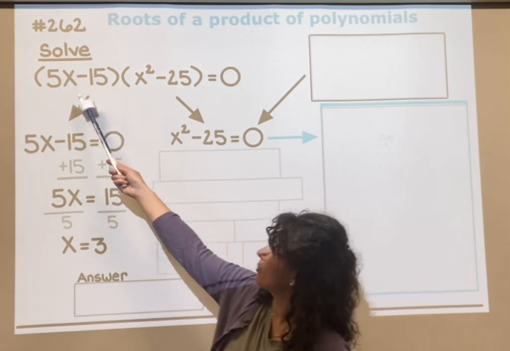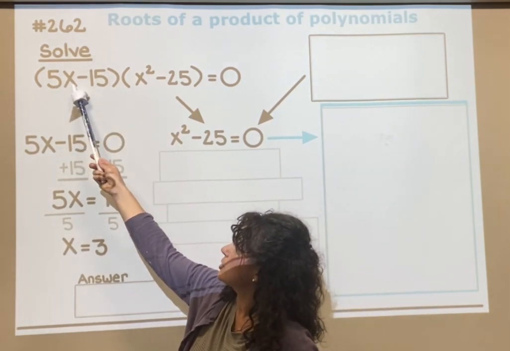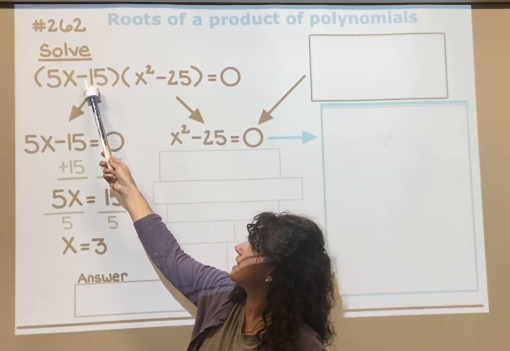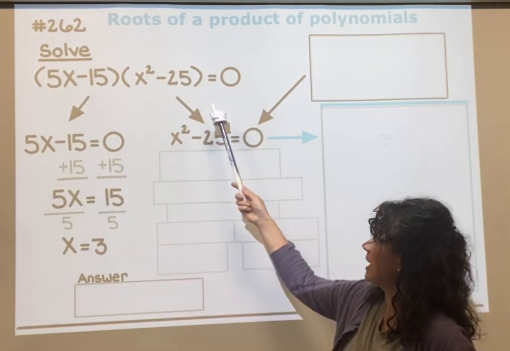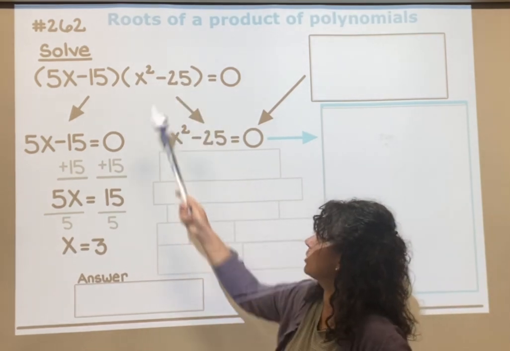If I substitute 3 back in here, 5 times 3 is 15. 15 minus 15 is 0. And 0 times anything is 0. Okay, now let's find the x's that make this one equal 0.